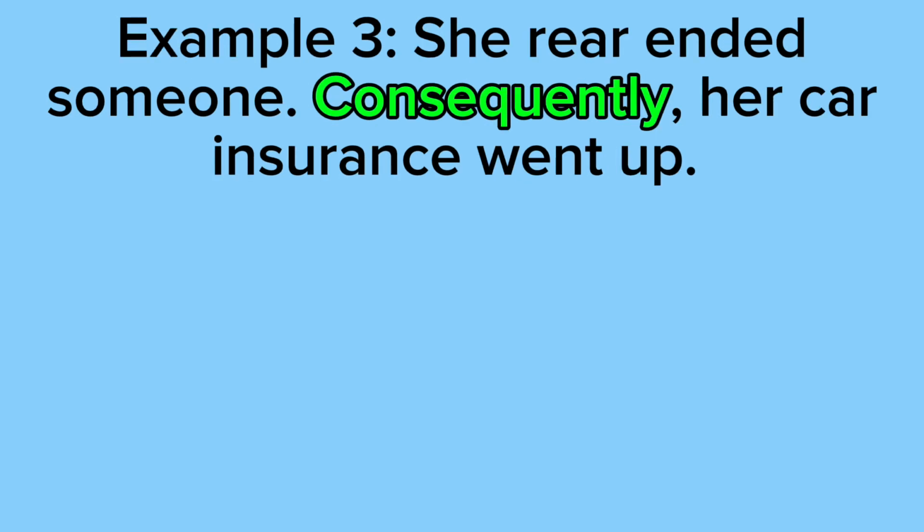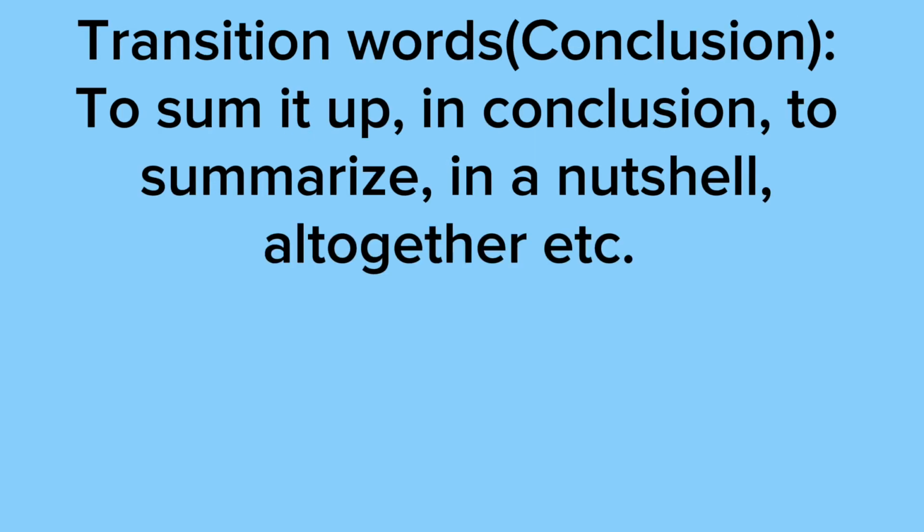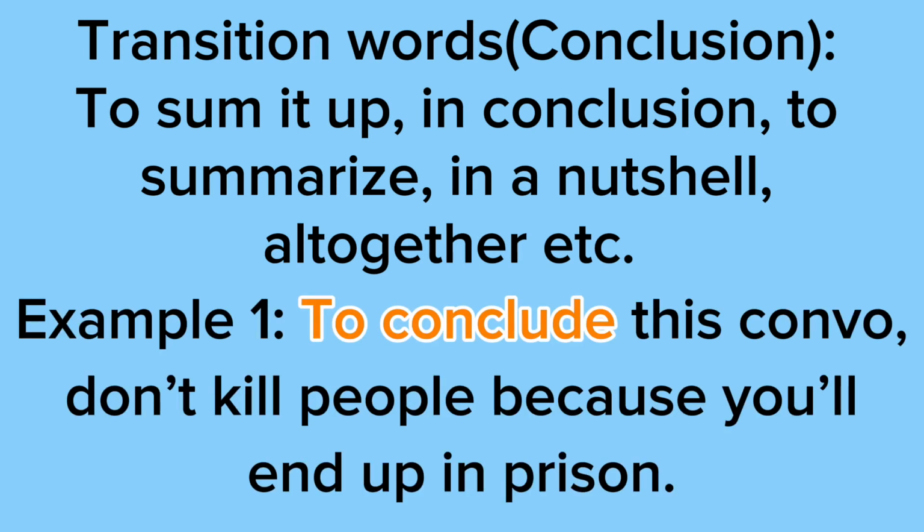Example 3 says, she rear-ended someone. Consequently, her car insurance went up. So the cause is her rear-ending someone, and the effect is her car insurance going up. Next, we have conclusion transition words like to sum it up, in conclusion, to summarize, in a nutshell, altogether, and so on. Example 1 says, to conclude this convo, don't kill people because you'll end up in prison. As you can see, the convo is coming to an end, so we're concluding what the conversation is about.